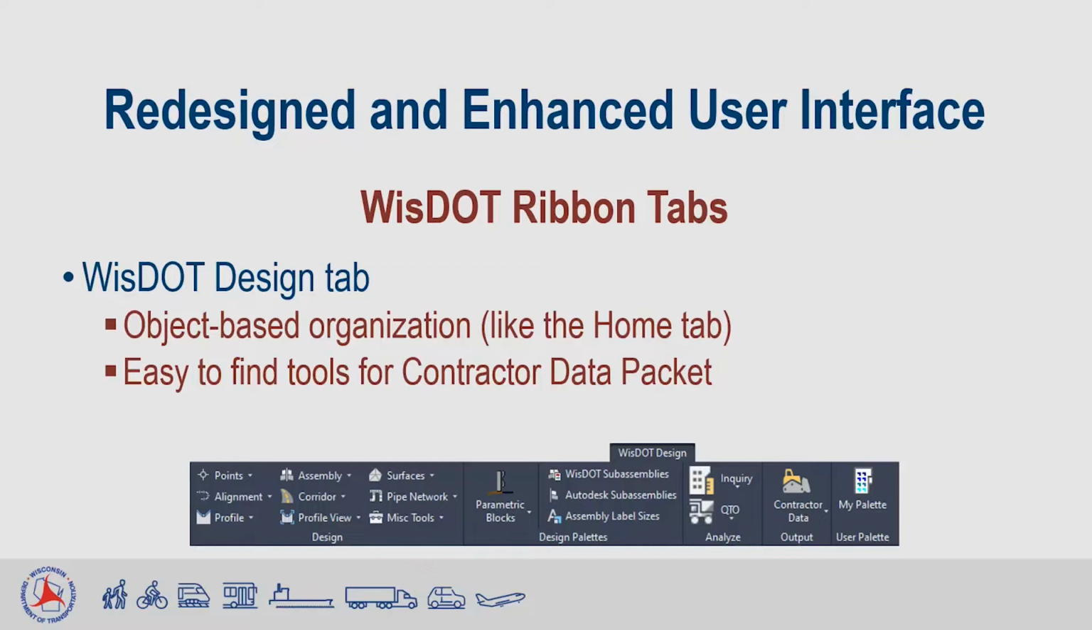One tool or report that you've probably used a lot if you're a designer is the WisDOT Culvert and Storm Sewer reports. This is where you would find that. It's located under the QTO dropdown. And the output panel, we really felt like we needed a dedicated area to emphasize the importance of the contractor data packet. We have several tools available for your use to help you with creating the contractor data packet. And that's where you'll find these tools. You'll find them right there on the output panel.